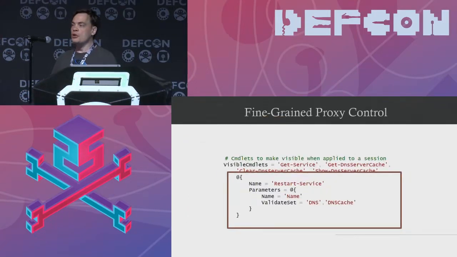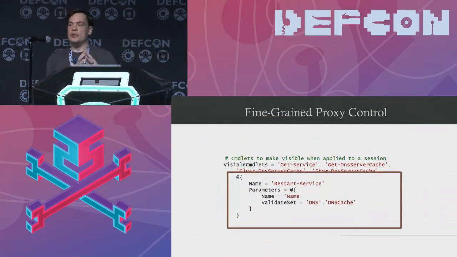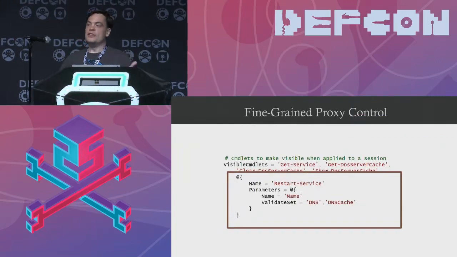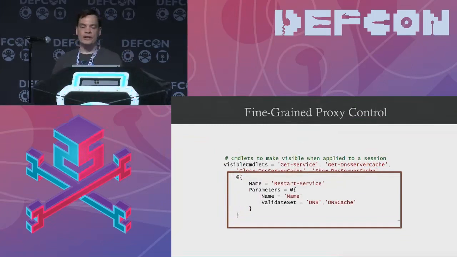And what makes things super cool is you can even get really, really deep into fine-grained proxy control. So you saw there before somebody was able to run and they were able to restart the DNS service, but they weren't able to restart the WinRM service. So here's an example of somebody restricting Restart-Service and using some parameters that says, the name parameter, I'm going to lock this down to only the DNS or the DNSCache services. So you can get super, super hardcore on this.